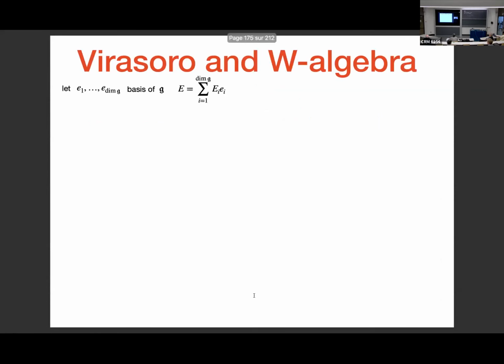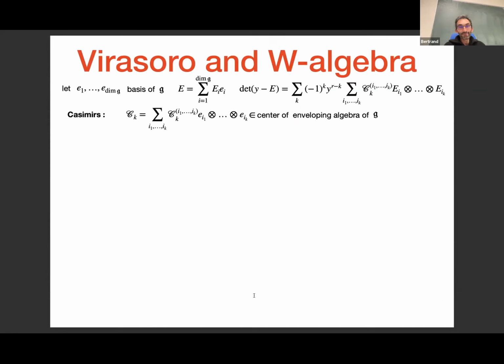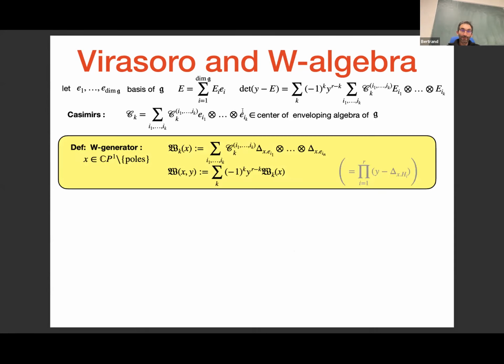So first, I will not define carefully the Casimirs. The Casimirs are elements of the enveloping algebra of the Lie algebra G, and they are basically tensor products of elements of G which belong to the center, which means they commute with every e_i in G. They are multilinear combinations written in a basis. So let me be sketchy about how to define the Casimirs.